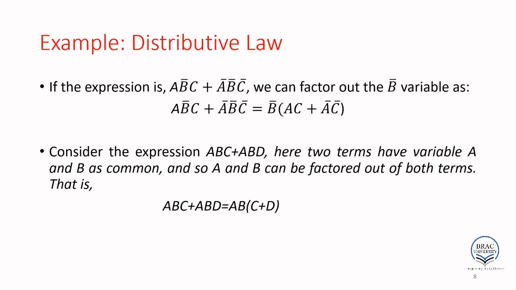Distributive law. If the expression is a b prime c plus a prime b prime c prime, we can factor out the b prime variable. If we take the common b prime, it becomes b prime times (a c plus a prime c prime). Consider the expression a b c plus a b d. Here two terms have variables a and b in common, so a and b can be factored out of both terms. That is, if we take a b common, it becomes a b into (c plus d).